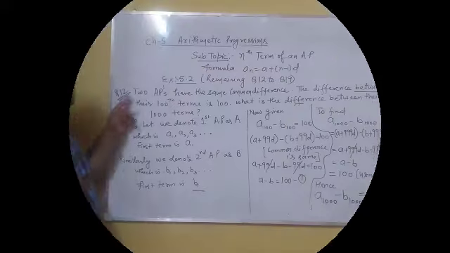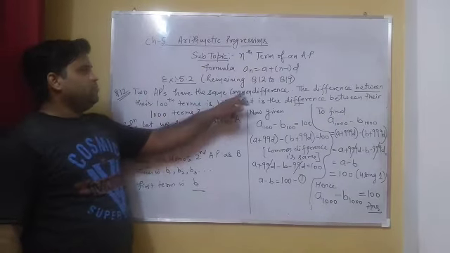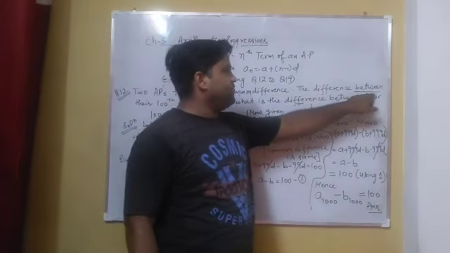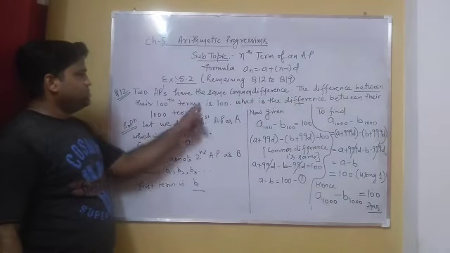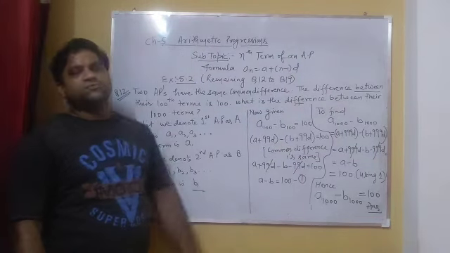Question number 12 of exercise 5.2. Two APs have the same common difference. The difference between their 100th terms is 100. What is the difference between their 1000th terms?